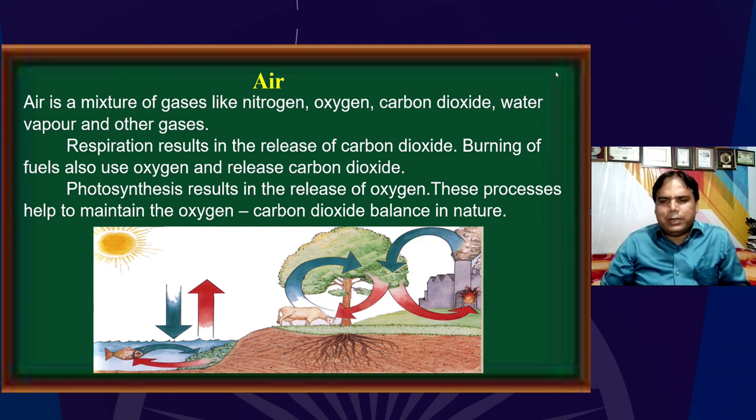And another one is carbon dioxide, and some amount of inert gases and water vapor are found in the atmosphere as a mixture of gas. So the question arises, how is the balance between carbon dioxide and oxygen maintained. So on the earth, all living organisms do the process of respiration, and respiration results in the release of carbon dioxide. So during respiration, every organism takes oxygen from the atmosphere and it reaches inside the cells of the body, where combustion of the food takes place, and carbon dioxide is released outside the body.